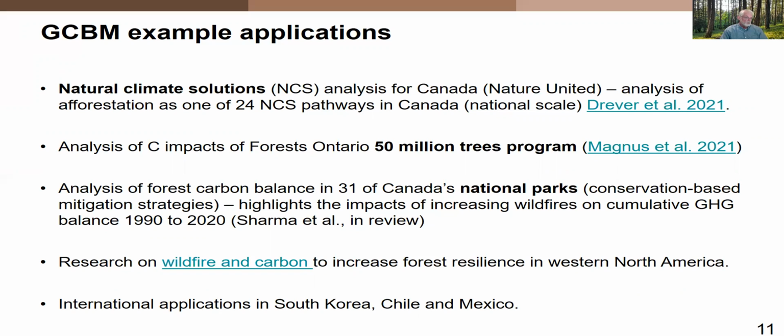Just a sneak preview, what these results show is that despite the conservation efforts that have been going on for decades, these parks, unfortunately, are no longer carbon sinks. In fact, the cumulative carbon balance over the period 1990 to 2020, from a greenhouse gas perspective, is a small net source, largely driven by increasing wildfires in Western Canada, but also increasing insects.